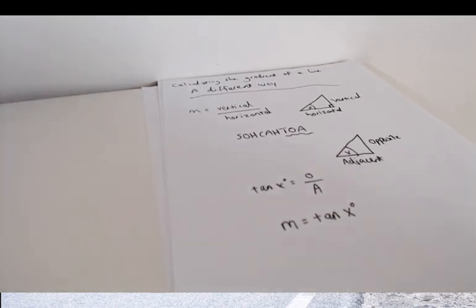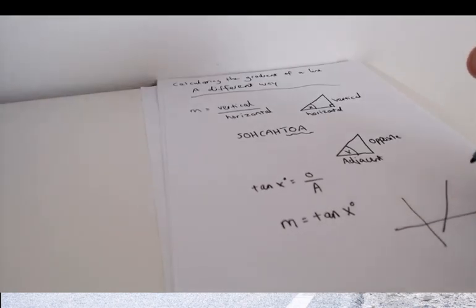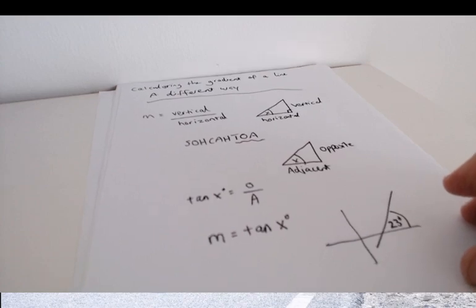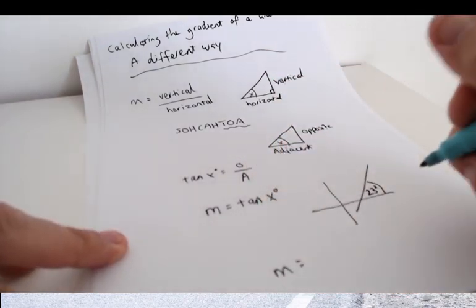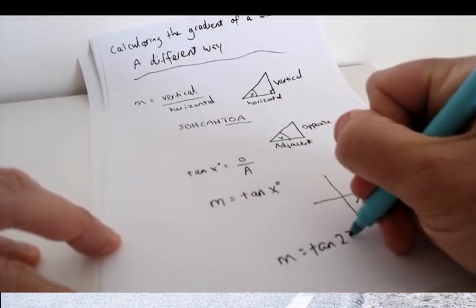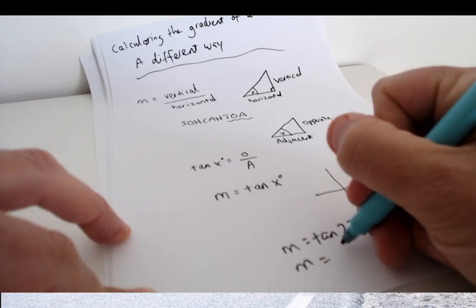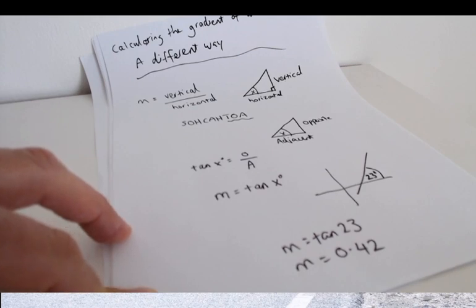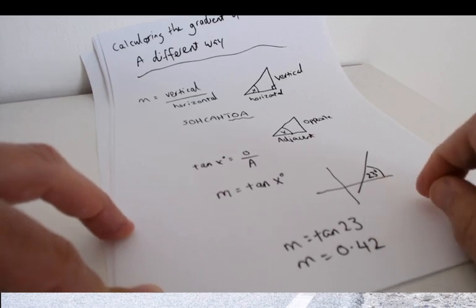So, a little example. If I tell you that we have a grid and we have a line like this, and the angle in here is 23 degrees, I can work out what the gradient is going to be. Okay, the gradient m is going to equal tan of 23. You go to your calculator, you type in tan of 23, and it gives you an answer of 0.42. I've just worked out the gradient, and all I've been given is this angle in here. It's another way of working out gradient.